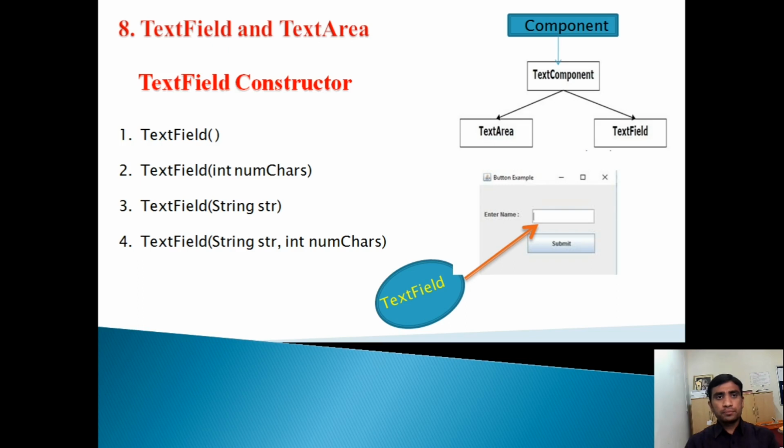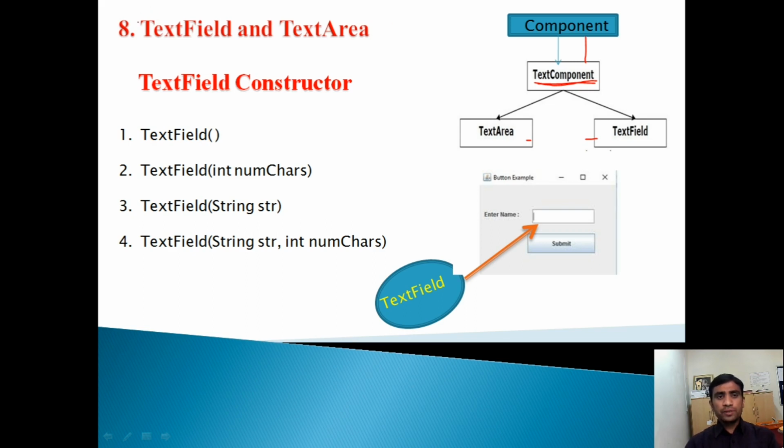Good morning, dear student. In this session, we will see the next AWT control, that is the text field and text area. These two components are derived from a parent class, that is the text component class, which is directly derived from the component class.